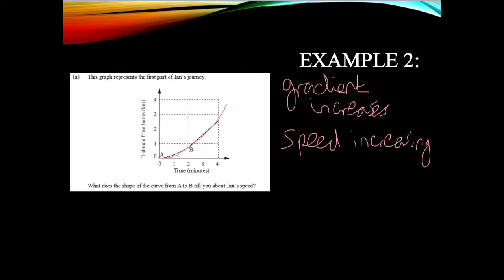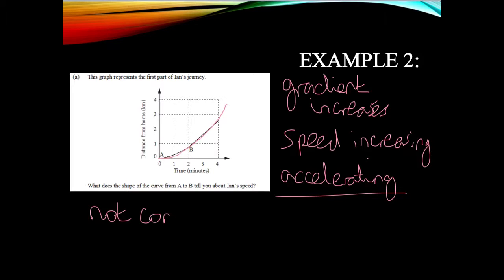This isn't a straight line, so that must mean that it's not a constant speed. It must be that it's increasing, and in this case, that is accelerating. Okay, so what does the shape of the curve from A to B tell you about Ian's speed? That Ian's speed is not constant, because it's not a straight line, and also that it's increasing.